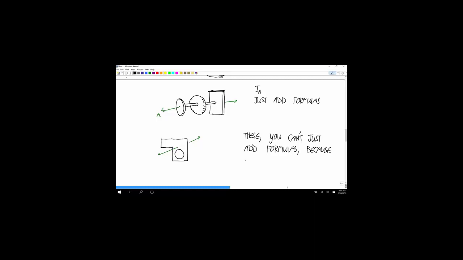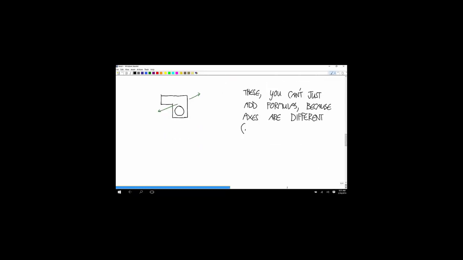because the axes are different. They are parallel though. So notice they are parallel. They go through different points. So the fix for that is the parallel axis theorem.